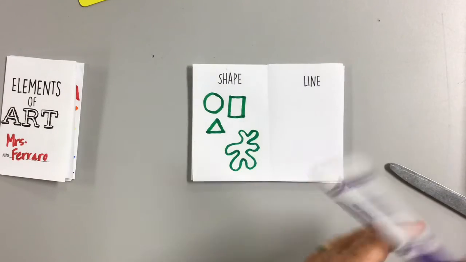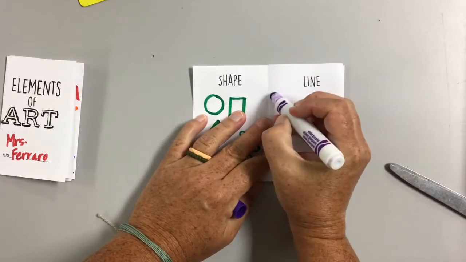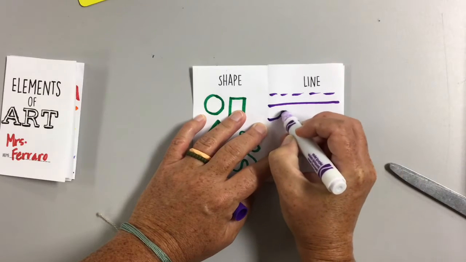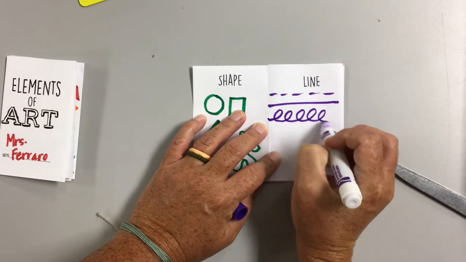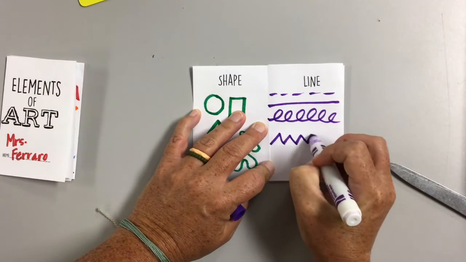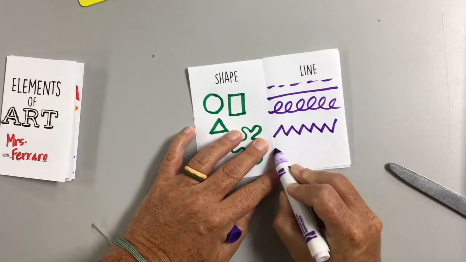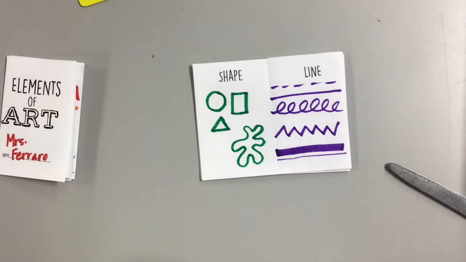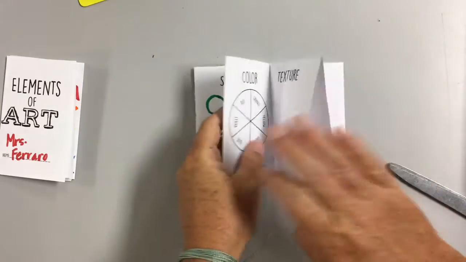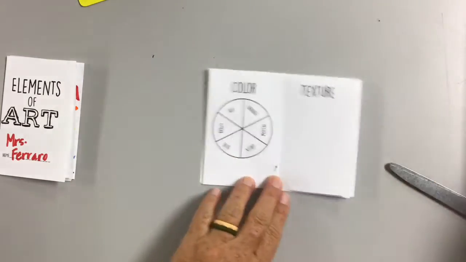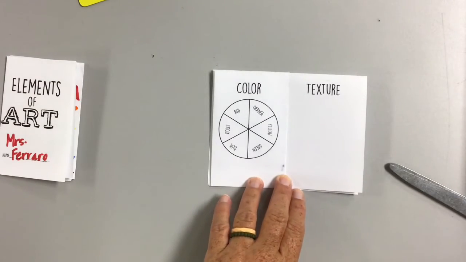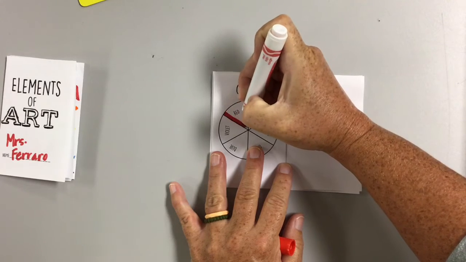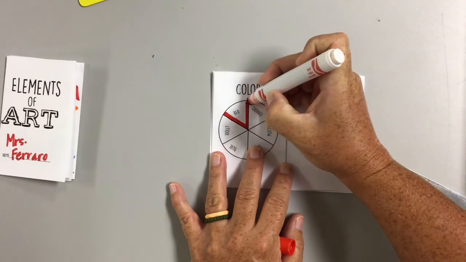Line. There's all sorts of lines. Hundreds and thousands and millions of lines. You can have a broken line, a straight line, a curly line, a zigzag line, a fat line, a skinny line. Color, you're just going to use your markers or colored pencils or crayons or whatever coloring device you'd like to use, and you're just going to fill in the related colors.